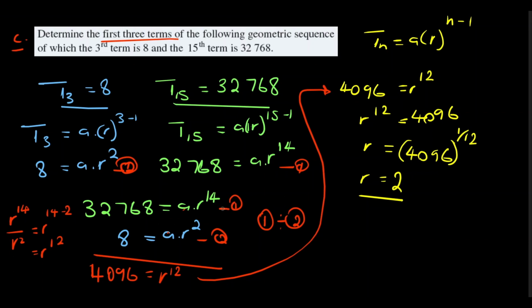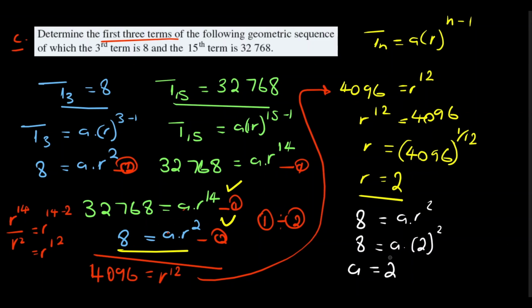Now that we've calculated our R, we can substitute it into either equation 1 or equation 2, but you can see that equation 2 looks much simpler. So let's substitute our R into equation 2 to make our work very easy. We have 8 equals A times R squared, so 8 equals A times 2 squared, and therefore our A value will be 8 divided by 2 squared, which is 8 divided by 4. It's nothing more than 2.